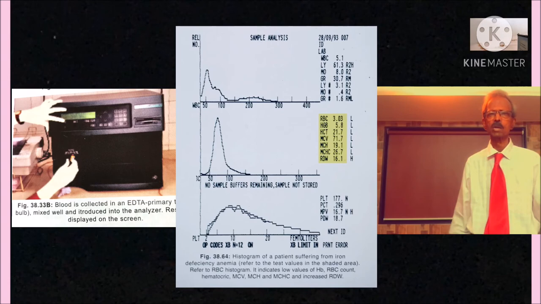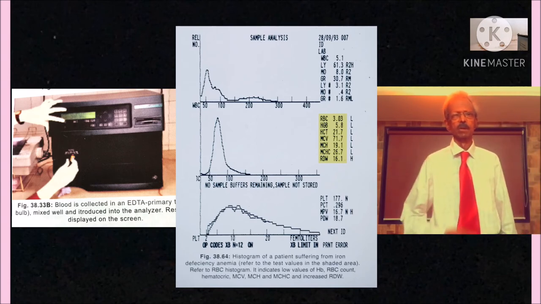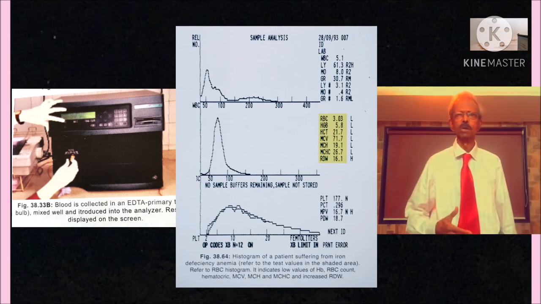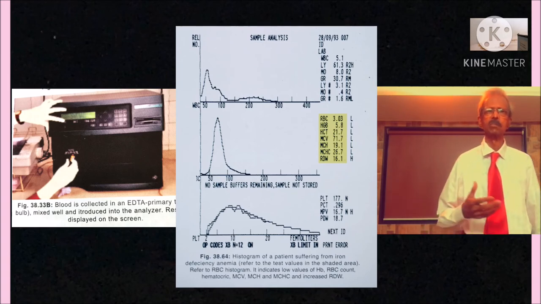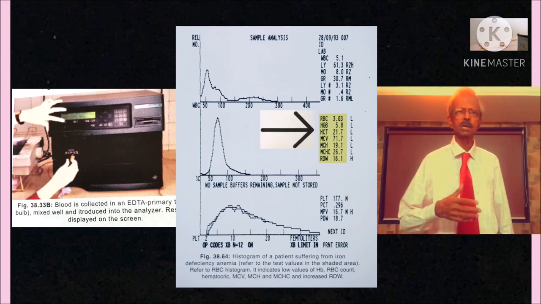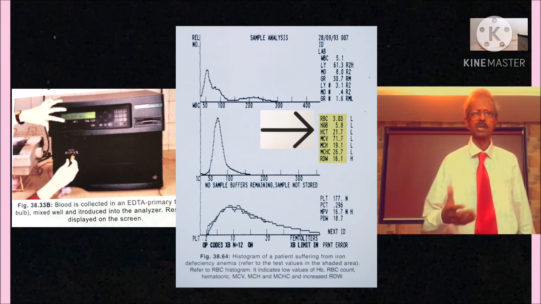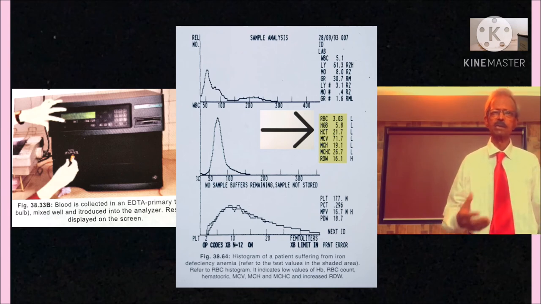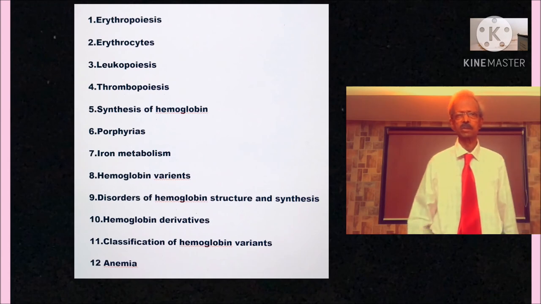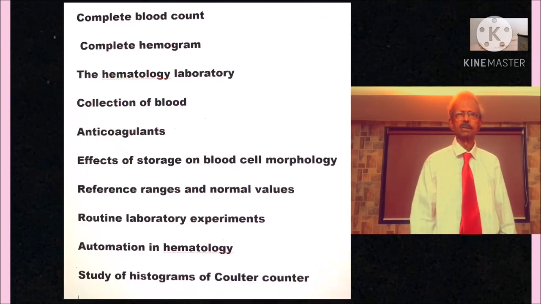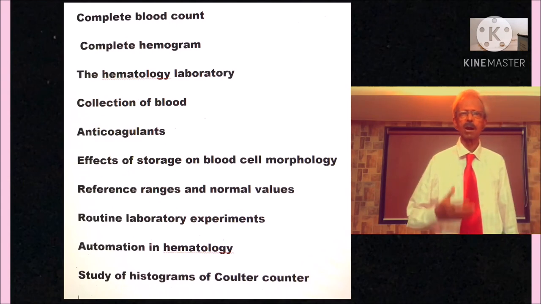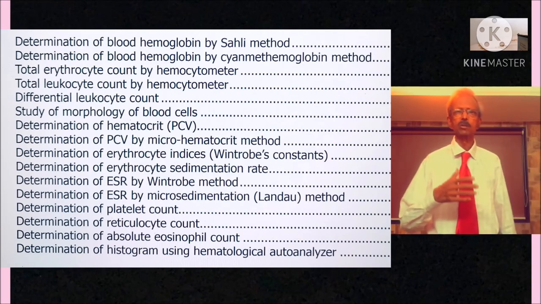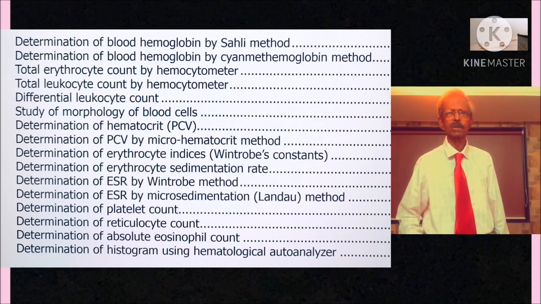Patient's hematology report is obtained like this, and from the changed values of hematology test, a physician is able to diagnose a specific disease. In this report, very low values of hemoglobin, RBC count and hematocrit PCV values indicate that the person is suffering from severe anemia. During your studies, these are theory topics, these are practical topics, and this is a list of basic practicals you will conduct during your practical hours and also in internship.